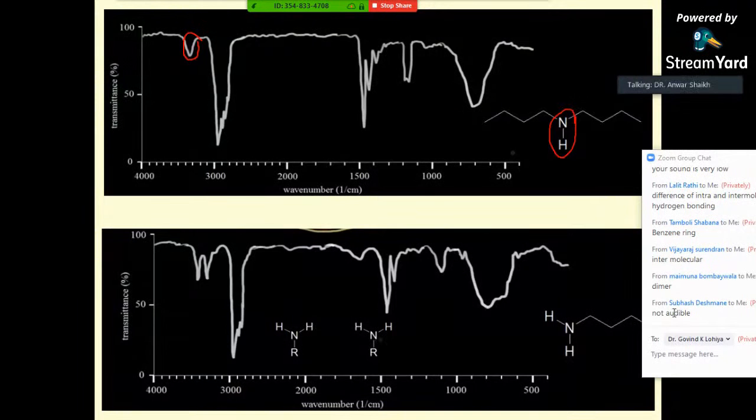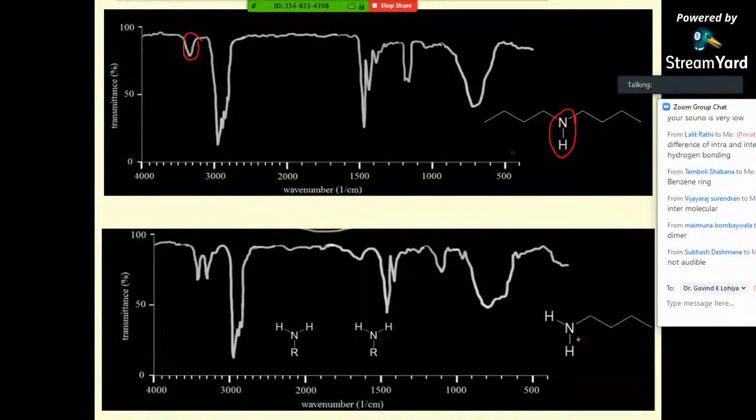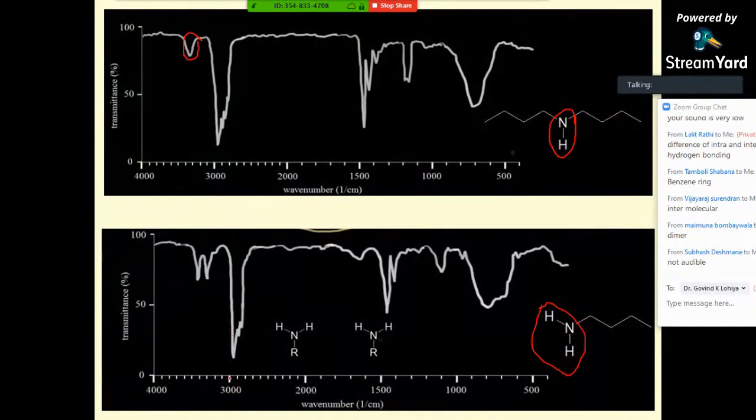And if you see the below structure, it is also an amine. So here you just draw a line at 3000 and draw a line at 1500. So if you see here, you will be getting two peaks. Okay, so maybe the two you will be finding here are stretching vibrations.